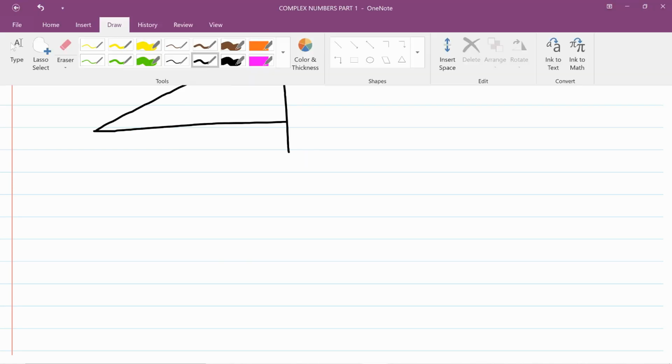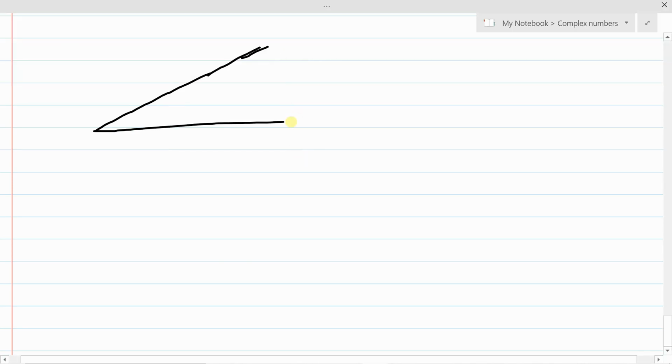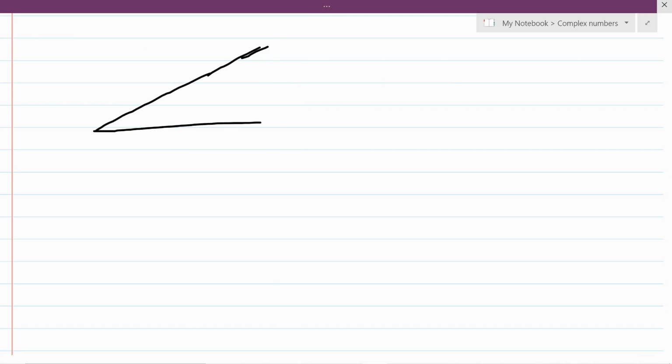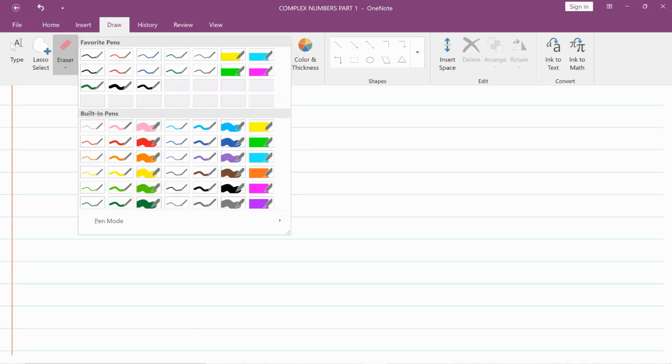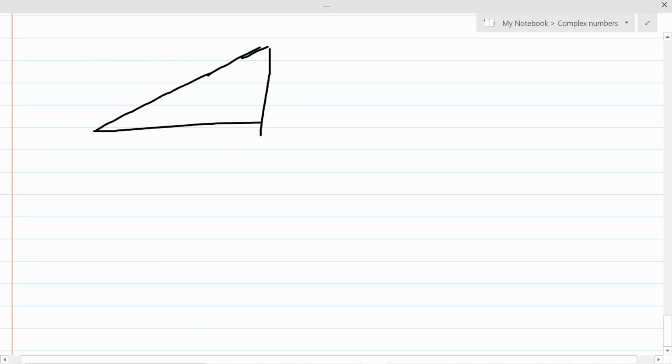Please forgive my drawing because I can see they are not straight. If I can represent my complex number on the side of a right angle triangle, let's take it like this, and this is our x, or this is our a, and this is our y. That is a, sorry. Well, what have I done?